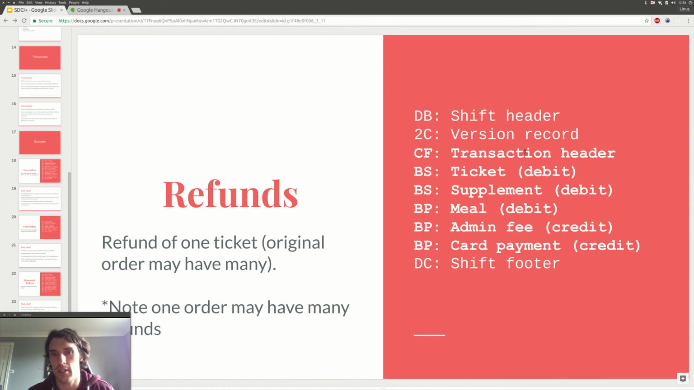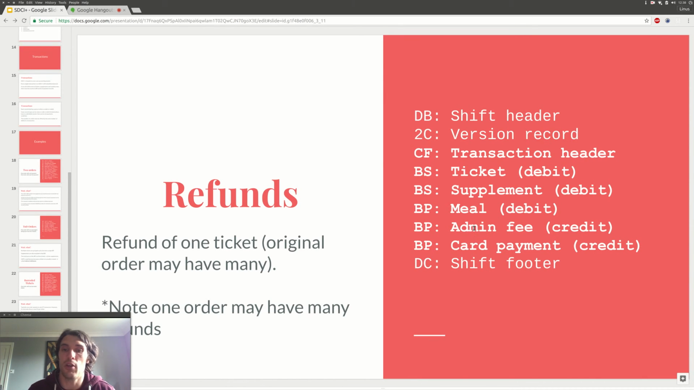We have another CF transaction header here. We have a BS record to say we've refunded the ticket. That has an amount, because you can do partial refunds of tickets and things like that. You might also refund a supplement. If you refund a sundry, there is no refund record for them. It's just another sundry, but with the credit debit marker the other way around, I believe.